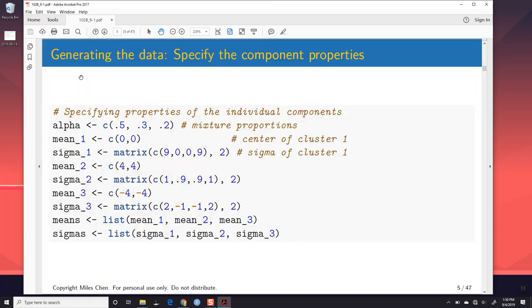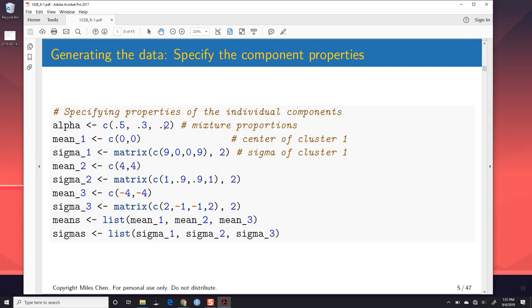So we're gonna just start off with a mixture of distributions. So here I've got three distributions. These are three bivariate Gaussian distributions, okay? And it's gonna be a mixture of them. So I've got a cluster centered at 0, 0, with this sigma matrix, 9, 0, 0, 9. I got another cluster centered at 4, 4 with this sigma matrix, 1, 0.9, 0.9, 1, so this one has covariance. And then here's another cluster centered at -4, -4, and it's got negative covariance there, okay? And the mixing proportions are 50% cluster 1, 30% cluster 2, and 20% cluster 3, okay? Or maybe not cluster, but mixture 3, okay?